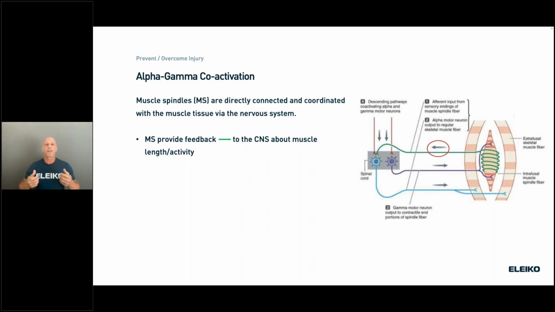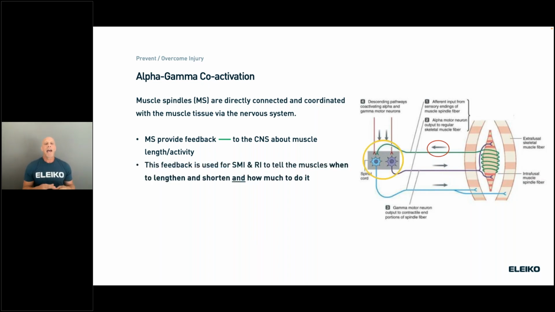What's happening to the muscle? Is it lengthening? Is it shortening? So it's feeding, remember, the sensory motor integration that we talked about. We only move based upon the feedback that we get. If the feedback's good, we move good. If it's not good, we won't move good. This feedback is used for the sensory motor integration and also for something called reciprocal inhibition, which is extremely important. We're going to get to that next. It tells the muscles when to lengthen and shorten and how much to do it.